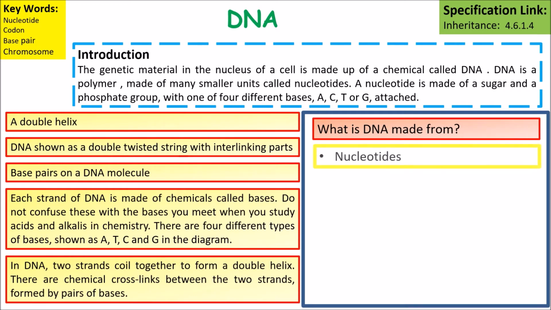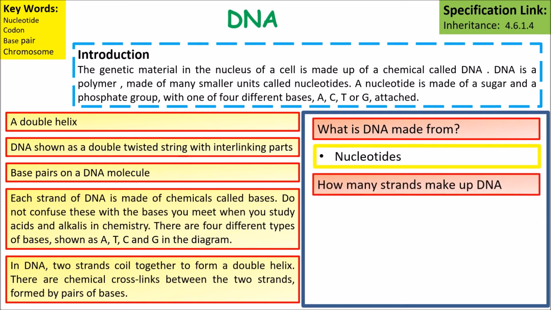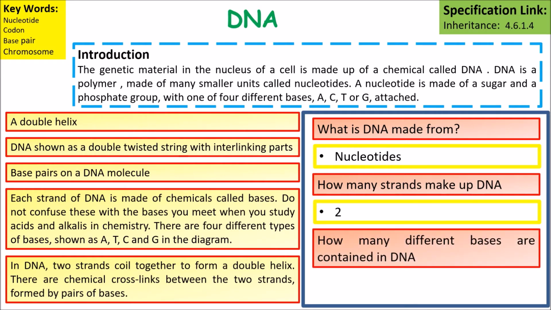So if we're looking at what DNA is made of, it would be nucleotides. How many strands make up DNA? It is 2, because they coil together and form a double helix. And if we're looking at how many different bases are contained within DNA, it's going to be 4, which are A, T, C and G.